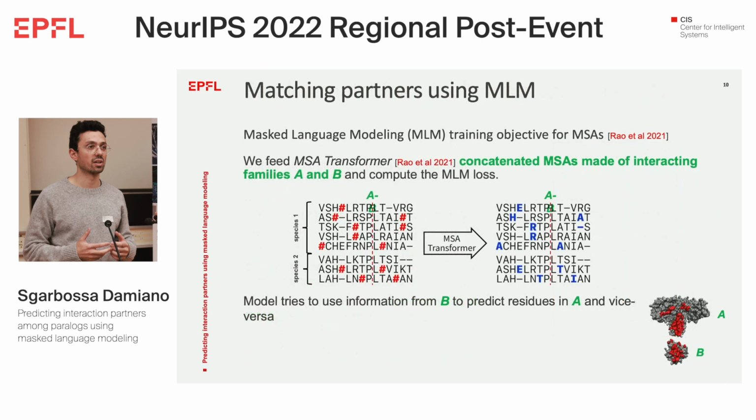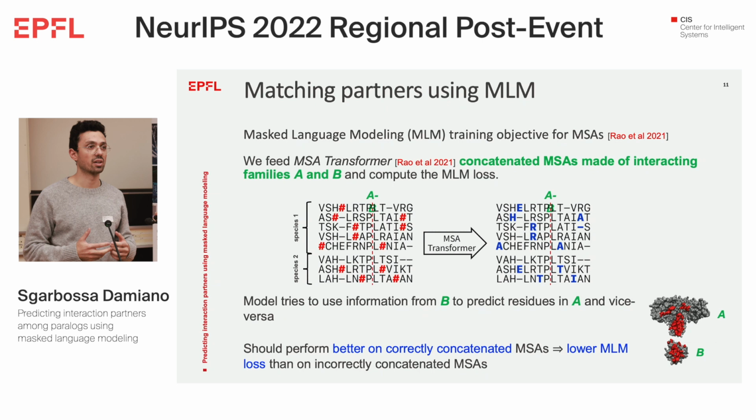So we proposed a new approach to solve this matching problem, which is based on using a pre-trained language model, which is MSA Transformer, and its masked language modeling objective. Here, even though this model was trained on single family MSAs, we feed to the model a concatenated MSA made of interacting families, which are in this case, like before, A and B, and we compute the masked language modeling loss. The idea is that the model will use information from protein family B to predict the masked amino acids in protein family A, and vice versa.